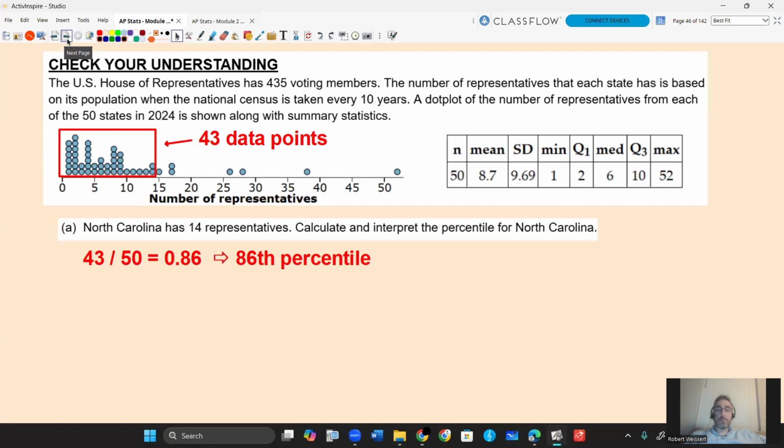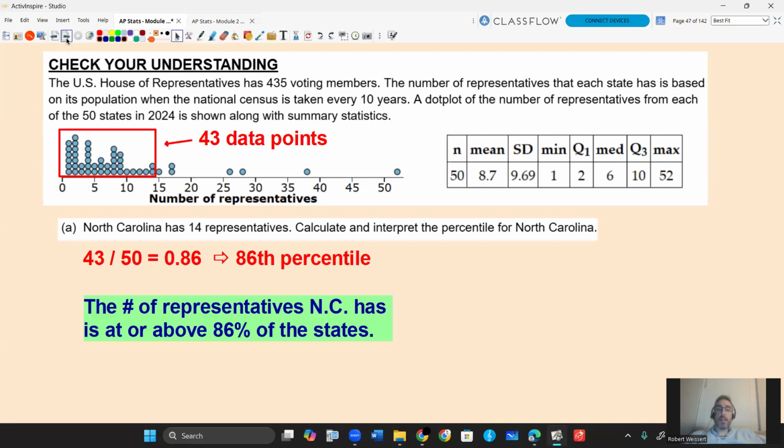Let's do the interpretation. Remember, percentile is the number at or below that. So in this case here, the number of representatives NC has is at or above 86% of the states.